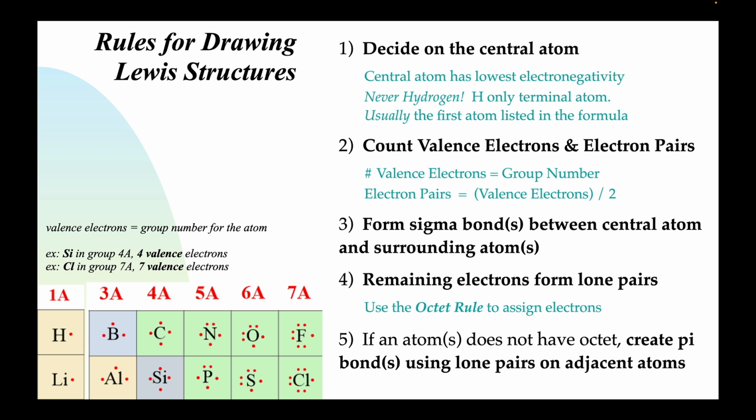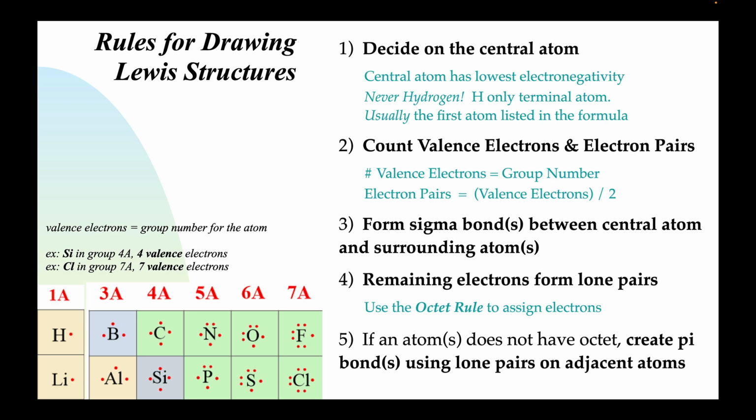Now, the central atom can never be hydrogen. Hydrogen only has one electron, and it's not sophisticated enough to handle more than one bond. So hydrogen is never going to be the central atom. It's always on the outside, a terminal atom. Usually, the central atom is the first atom listed in the formula. As an example, ammonia is NH3. The nitrogen will be the central atom. And methane is CH4. The carbon, the first atom listed, is going to be the central atom.